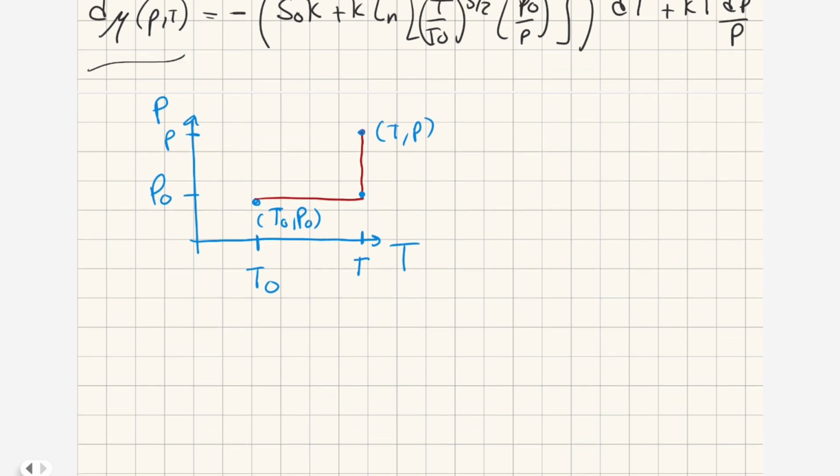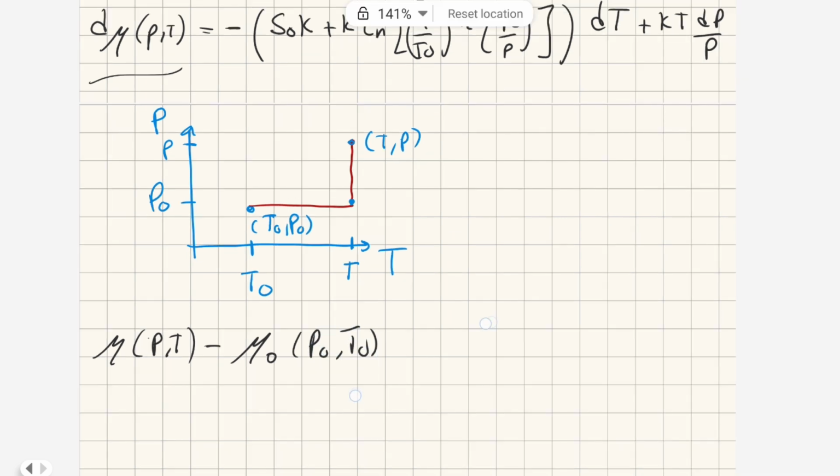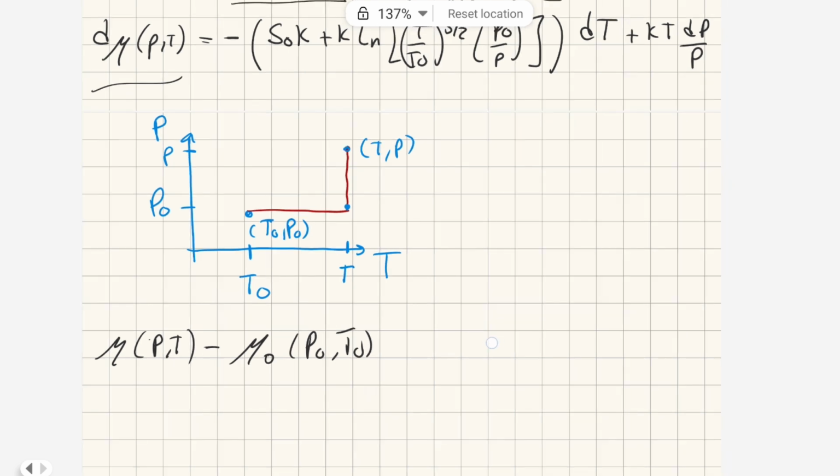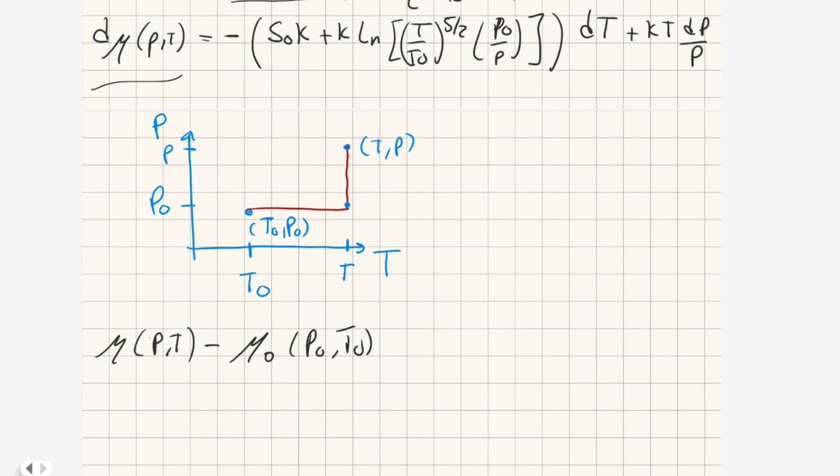Let's keep an eye on this d mu. If we take the integral from the initial state to the final state, we are only going to get the function mu of p comma t minus the initial mu, which is evaluated at p0 comma t0. I think that's very easy to evaluate. But what happens with the other elements?